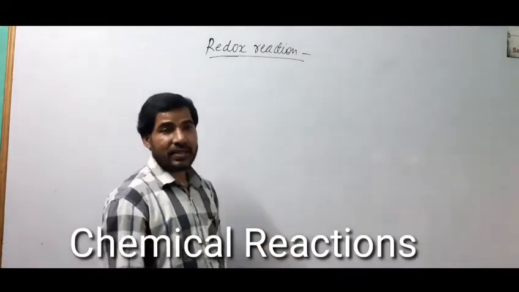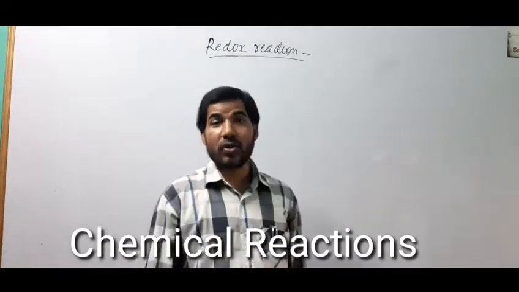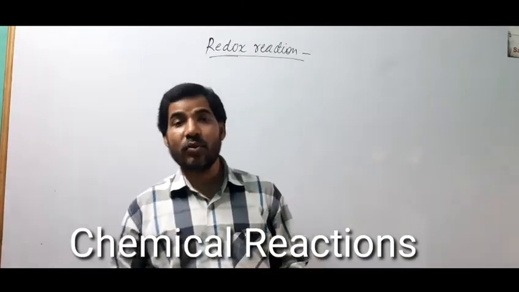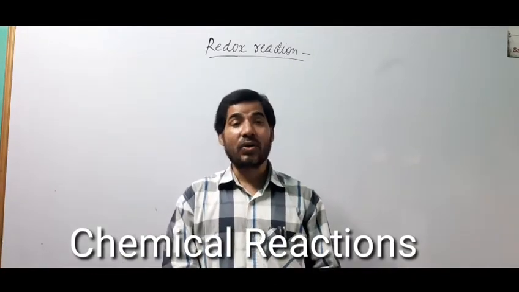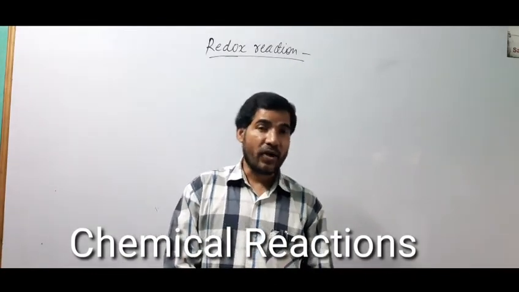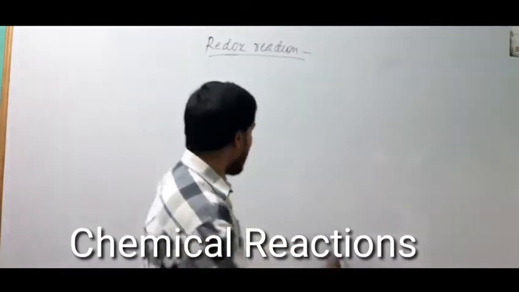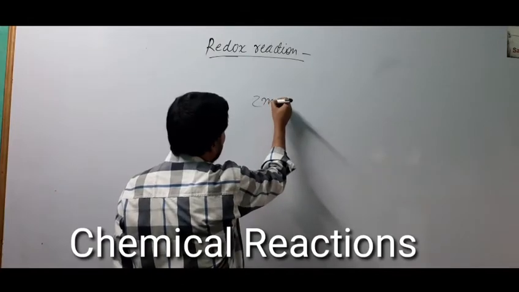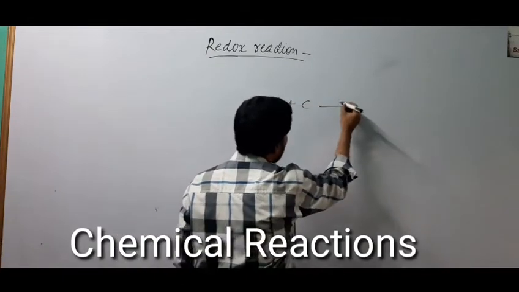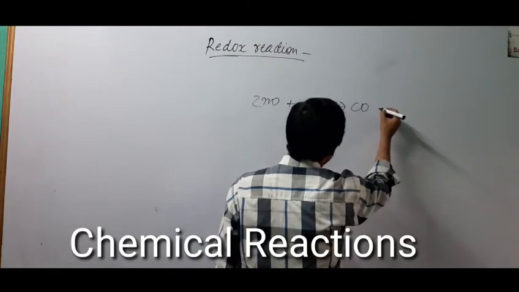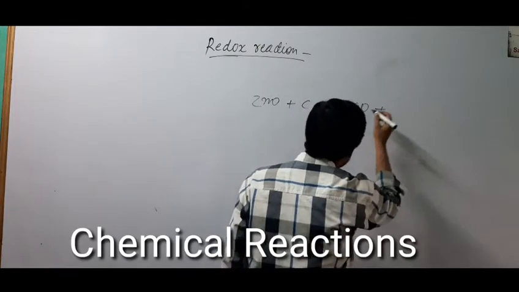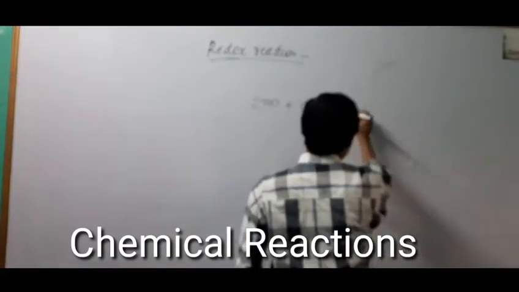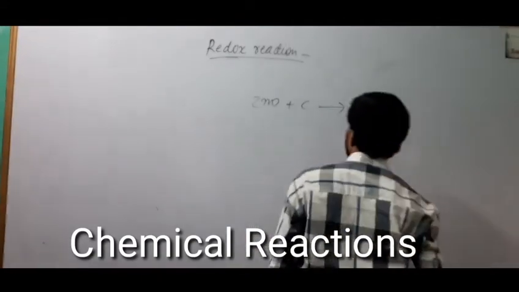In my previous class, I taught you about redox reactions, meaning those reactions in which oxidation and reduction both take place simultaneously are called redox reactions. For this, I had given an example, and today I am going to write that example. Your example was zinc oxide plus carbon gives zinc plus carbon monoxide.